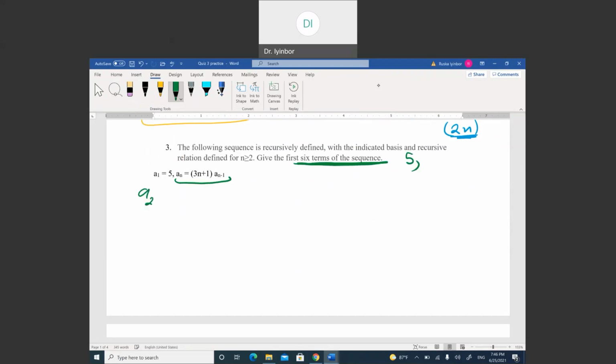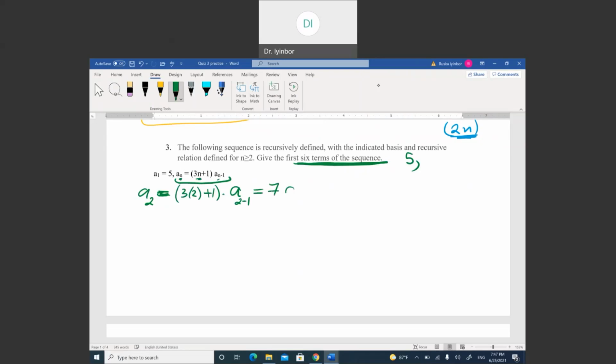A2 is going to be when n is 2, right? So I'm using the given formula here, and I'm going to replace n with 2. So I have 3 times 2 plus 1, and then multiply by a, 2 minus 1 is 1. So I'm going to have 2 times 3, 6 plus 1, 7.